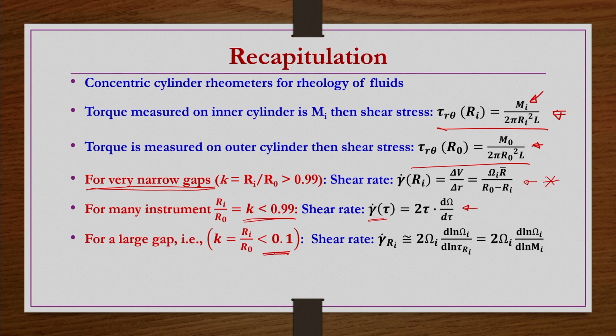But for a very large gap case, when K is smaller than 0.1, we obtained gamma dot at Ri, the shear rate at the inner cylinder of radius Ri, as approximately equal to 2 omega I d ln omega I by d ln tau at Ri. Since tau is directly proportional to torque, this equation can also be written as 2 omega I d ln omega I divided by d ln Mi. This is what we have.